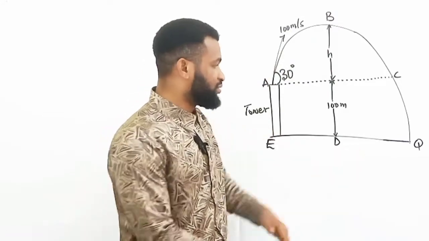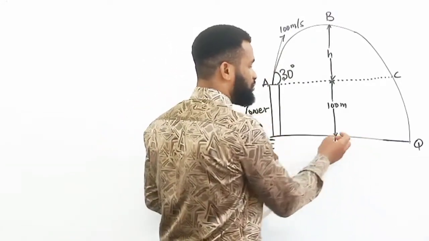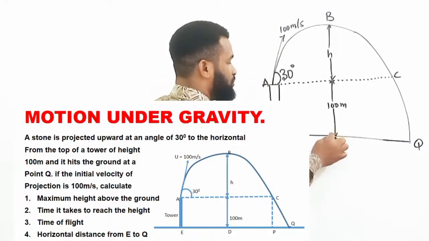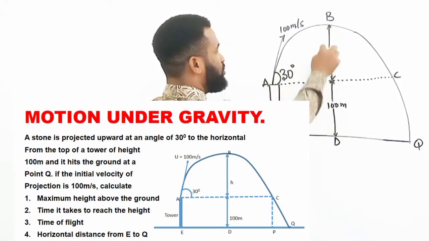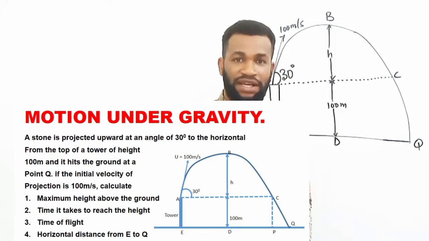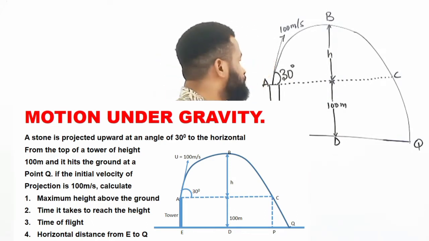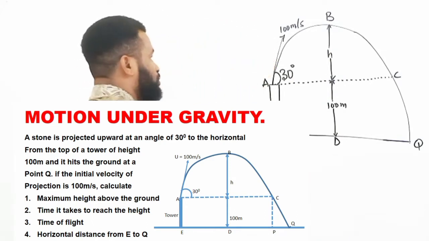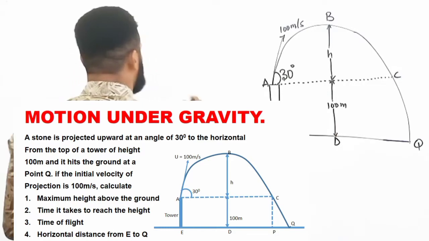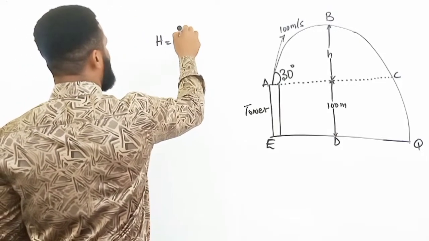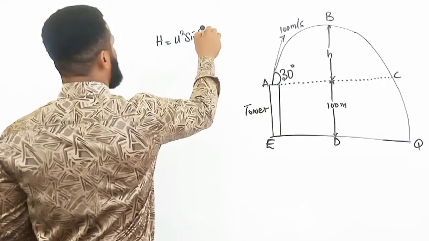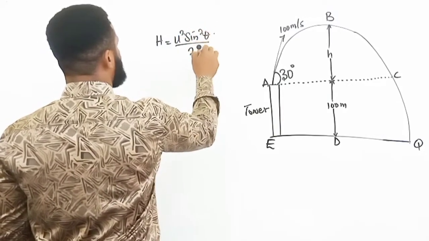No. This is the ground. If this is the ground, the maximum height is going to be from this to this place, which is 100 plus this height, which we are going to look for. So how do we find it? Let's solve. According to projectile motion, the maximum height of a projectile is given as h is equal to u squared sine squared theta all over 2g.